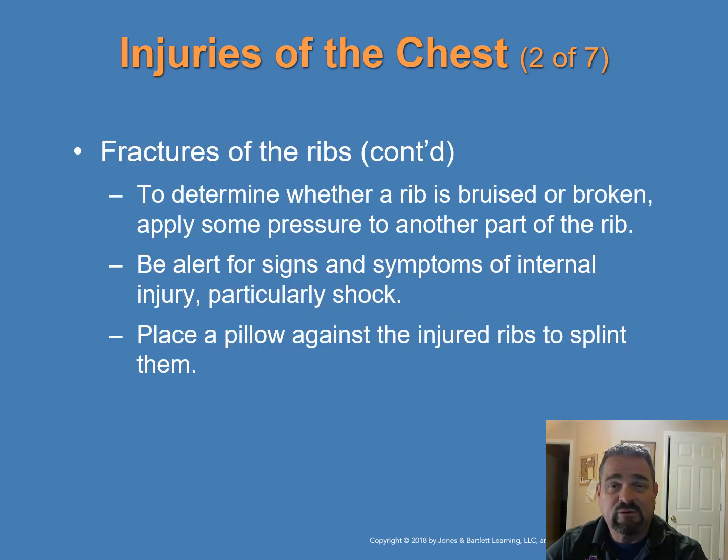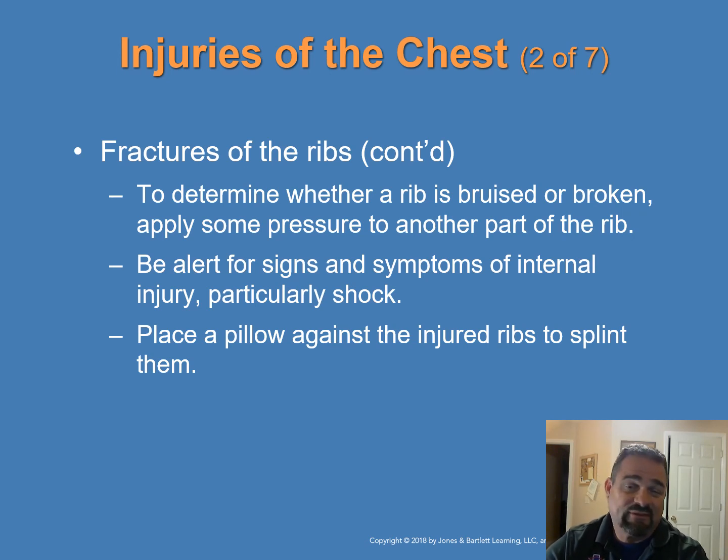All right, so determine whether the ribs are bruised or broken. Apply some pressure to another part of the rib. Don't touch through the point of tenderness area. The pain in the injured area indicates a bruise, crack, or fracture. If the injury is to the side of the chest, place one hand on the front of the chest and the other on the back of the chest and squeeze gently. To check an injury to the front or back of the rib cage, put your hands on either side of the chest and squeeze gently. In patients with rib fractures, be alert for signs and symptoms of internal injury, particularly shock.